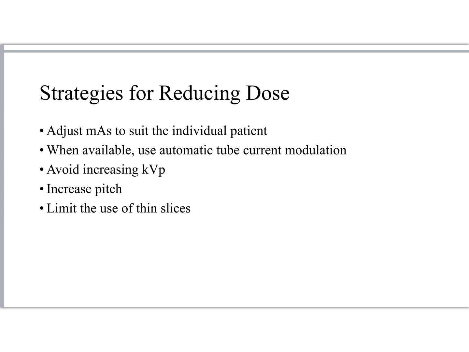But in terms of actual optimization questions, it boils down to adjusting mAs to the patient size, the individual patient, using automatic tube current modulation whenever possible, avoiding increased kVp because it does some weird stuff in CT, increasing the pitch, because that spreads the dose out and avoids some of that tailing effect, and limiting the use of thin slices to just those areas that need it.